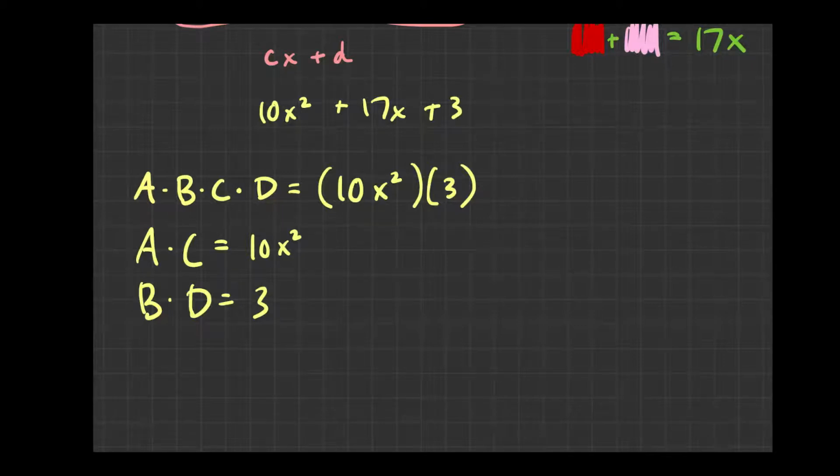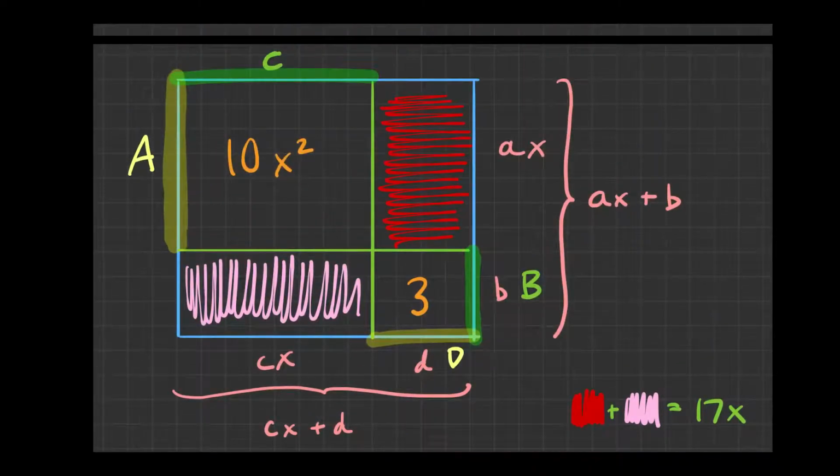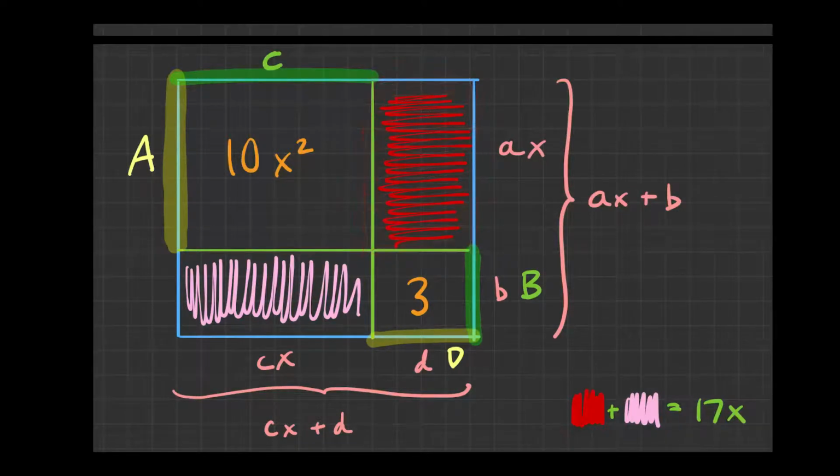Let's see if we can do it in a different way. Well, let's take a look at this. So this is A, and so is this, and this. So A times D is this area right here. A times D is that area. And then also B times C is this area right here.